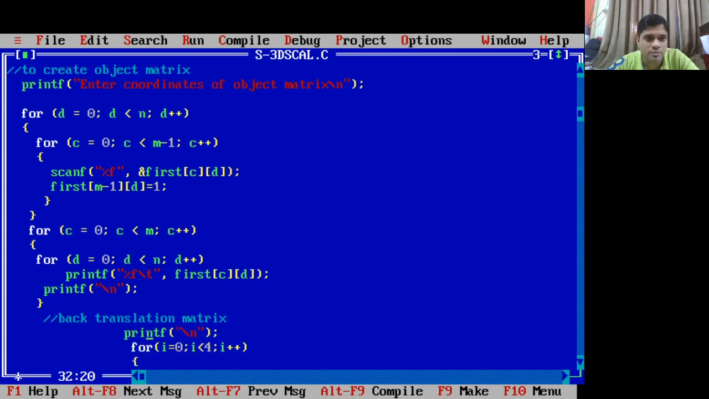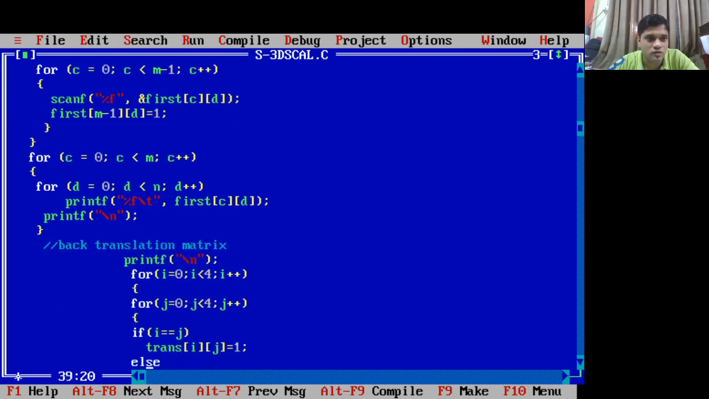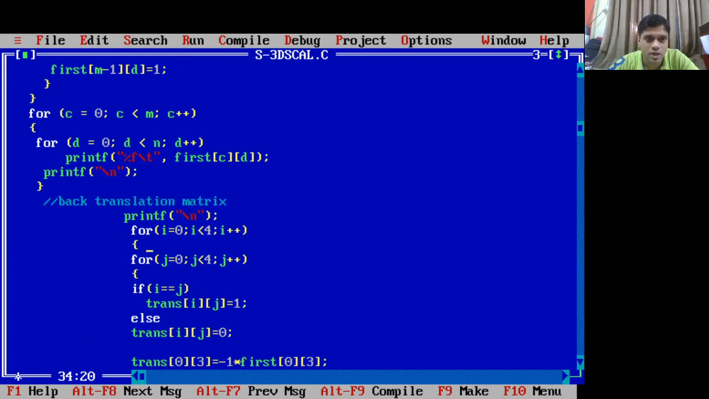Then we have to first back translate. So we are using two for loops. For I equal to 0, I less than 4, I plus plus. J equal to 0, J less than 4, J plus plus. Wherever it is I equal to J, that trans of ij, I am replacing it by 1. And else it is 0. So I first make this matrix as the identity matrix.